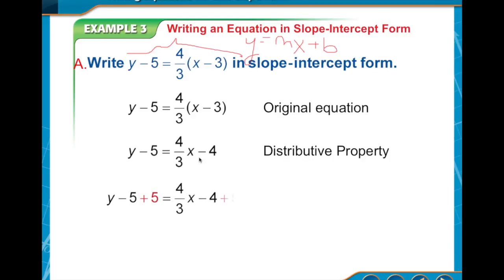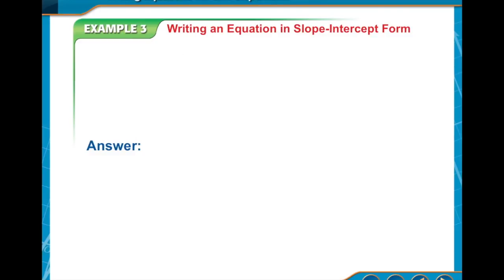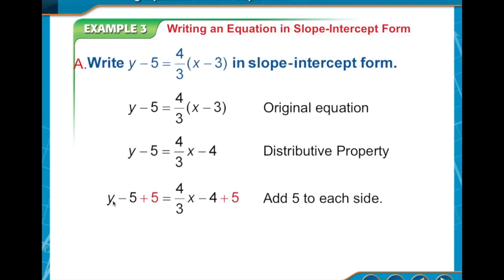Now from here we want to get y alone. So to get rid of the -5, we have to add 5 to both sides. So y becomes, if we back up, on the left, these will cancel out, so we'll get just y. On the right, this term stays the same, but here, 5 take away 4 becomes what? A positive 1. So we'll get y equals 4/3 x plus 1.